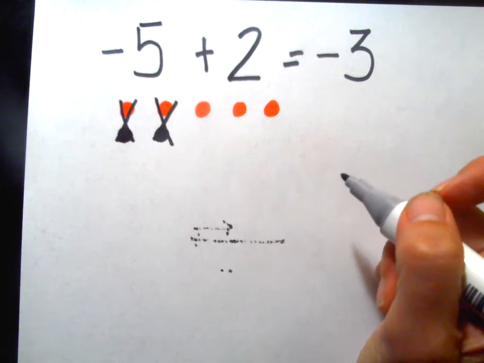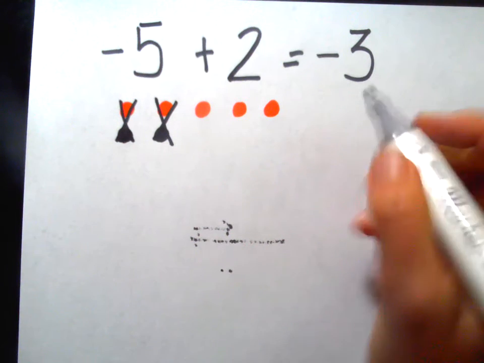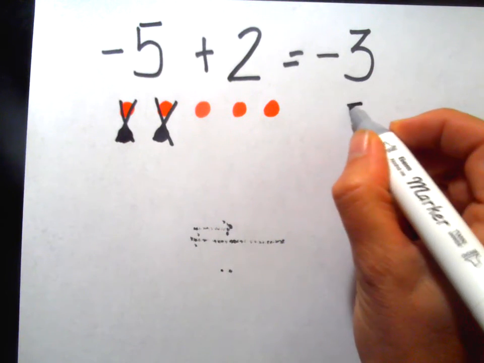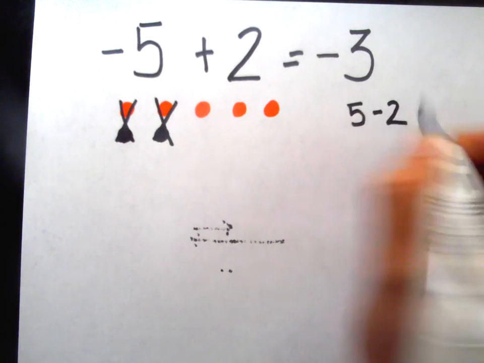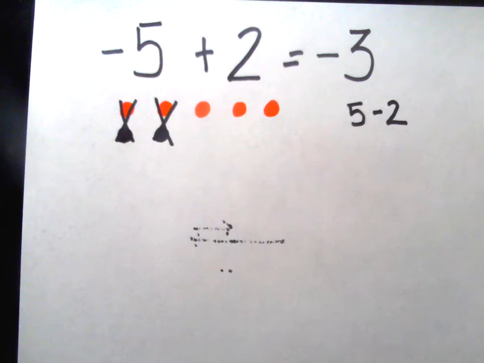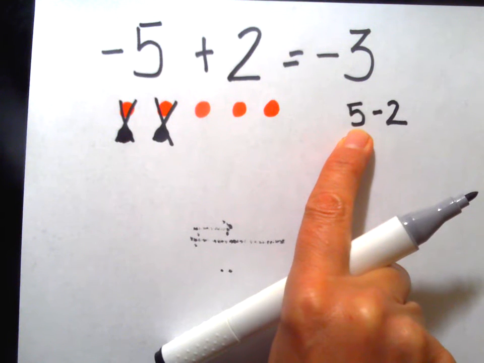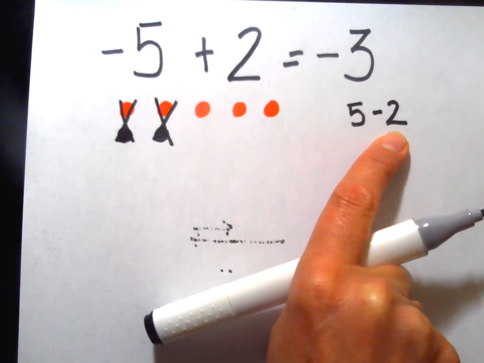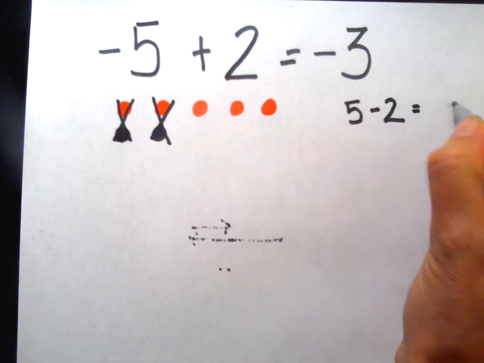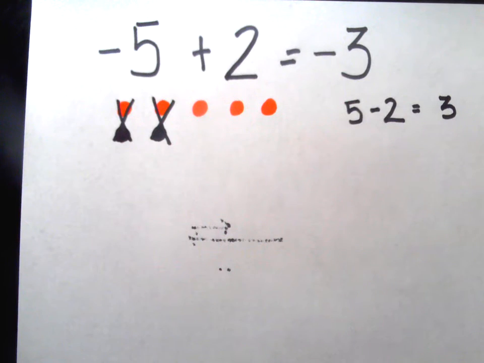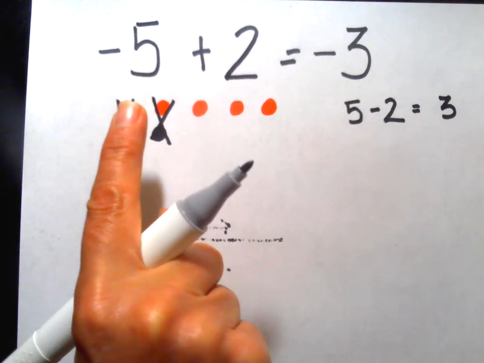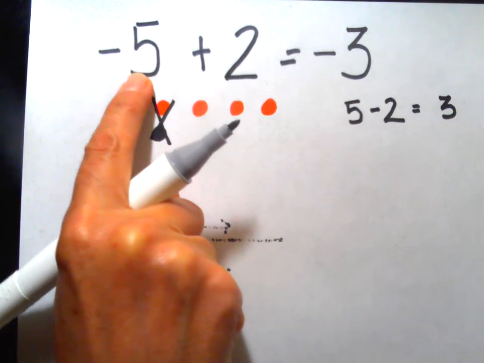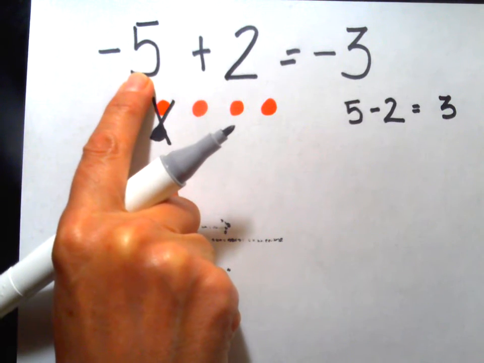So if I didn't want to use a chip model and I didn't want to use a number line, I could just use the algorithm: subtract the absolute values. I'm ignoring the signs. I'm taking the absolute values. The absolute value of -5 is 5. The absolute value of 2 is 2. Just making them positive. I'm subtracting them, and I get 3. But then I have to look at it, and I have to say, which one had the greater absolute value? Which one's farther from 0? Because that one's going to be the one that my sign is.